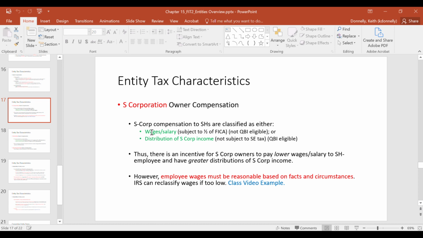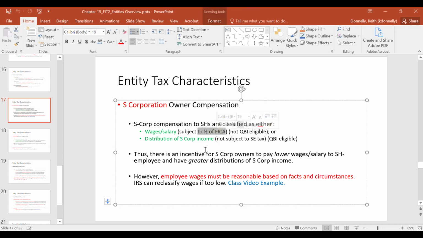Now, if you were to look at these 2, which one would you rather have? If I have wages from my S Corp, I'm on the hook for half of FICA, and I don't get any QBI deduction for it. But if I reclassify it as a distribution of income, I don't have any SE tax on it, and I get a QBI deduction. So all day, every day, all things being equal, if we had to classify how we're going to push out income from an S Corp to us, you're going to want to call it a distribution of income.